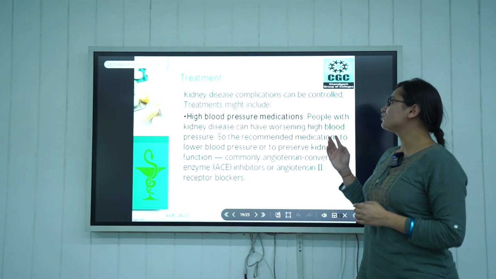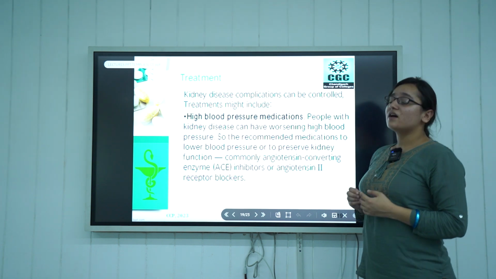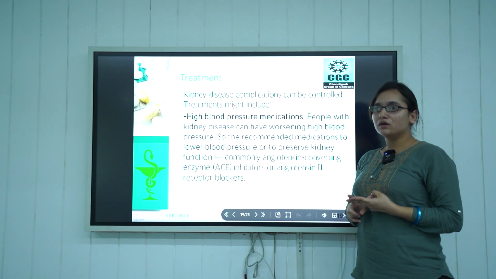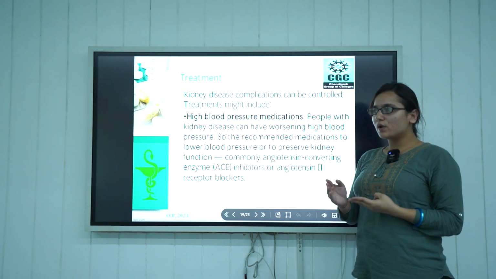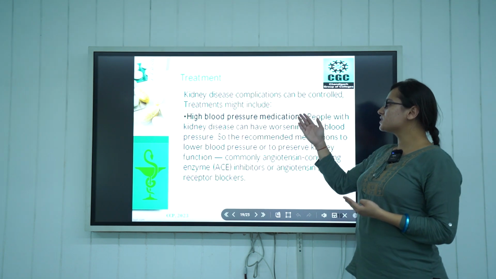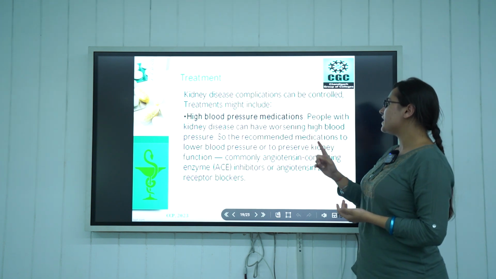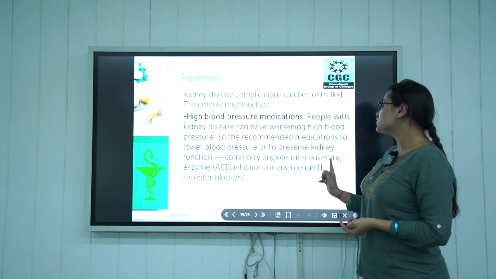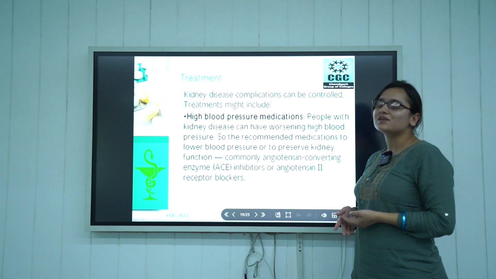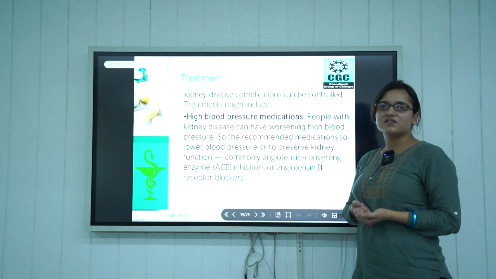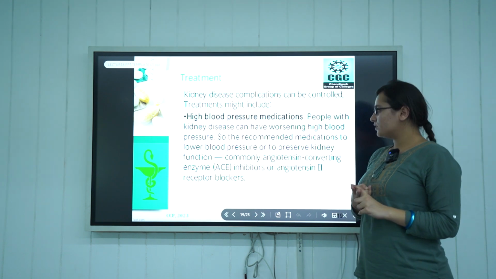Okay, so here we go, the treatment. In the kidney disease, there are a lot of complications, like there will be high blood pressure, there will be anemia, okay, the calcium level will be low. Okay, so we will discuss one by one. Okay, for high blood pressure, we use ACE inhibitors or angiotensin II receptor blockers. ACE inhibitors drugs are captopril, enalapril, right? And angiotensin II receptor blockers drugs are valsartan, losartan.